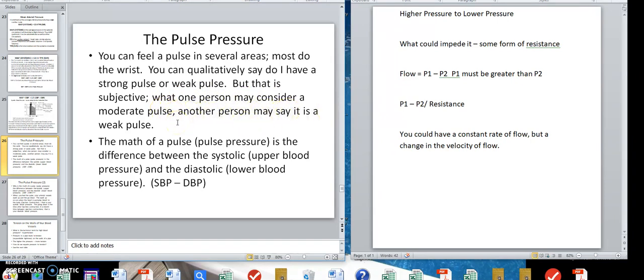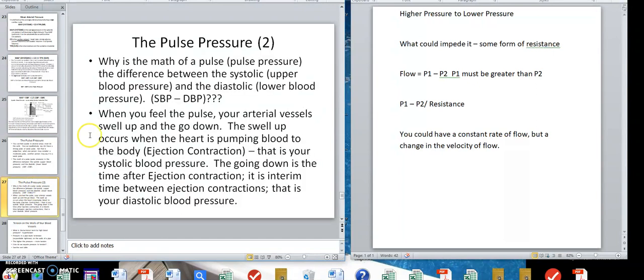See, that's subjective. The measure of a pulse, which we call the pulse pressure, is the difference between the systolic blood pressure, upper blood pressure, and the diastolic, lower blood pressure, which we just talked about. It would be the difference between the systolic and the diastolic. Let's go a little further. Why is the pulse pressure the difference between the systolic and the diastolic?